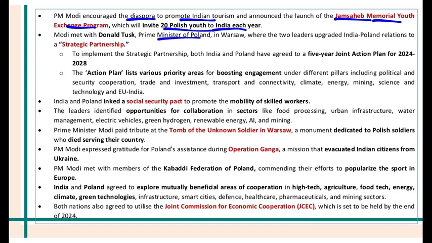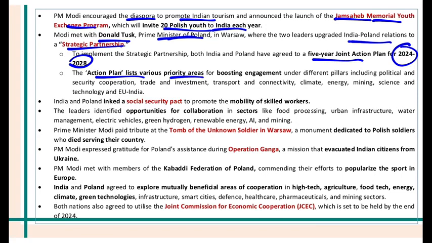Also, the Prime Minister of Poland is Mr. Donald Tusk. Okay, not Donald Trump, Donald Tusk. And they have upgraded India-Poland relations to a strategic partnership. Also, we have announced a 5-year joint action plan from 2024 to 2028. This action plan lists various priority areas.